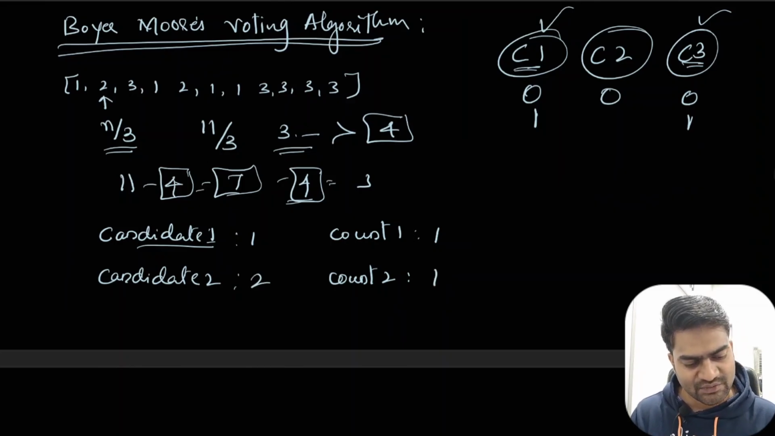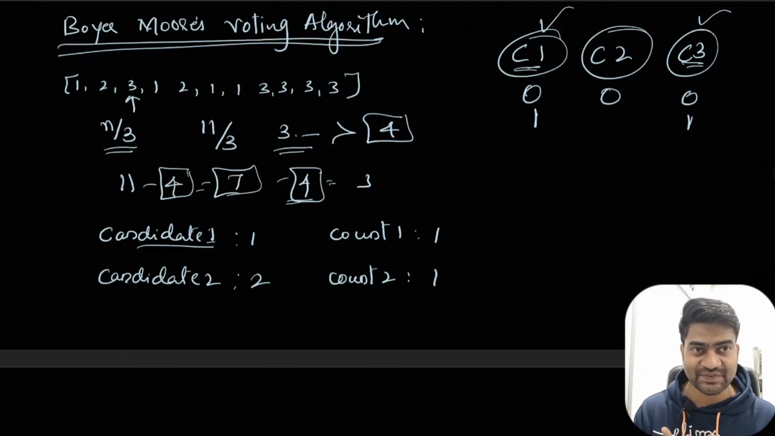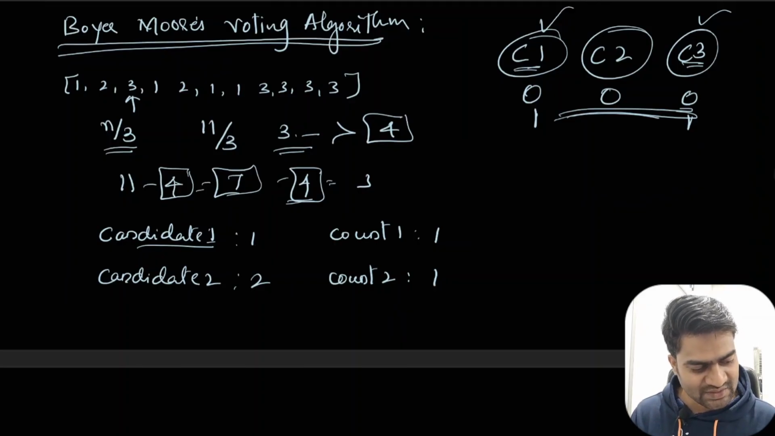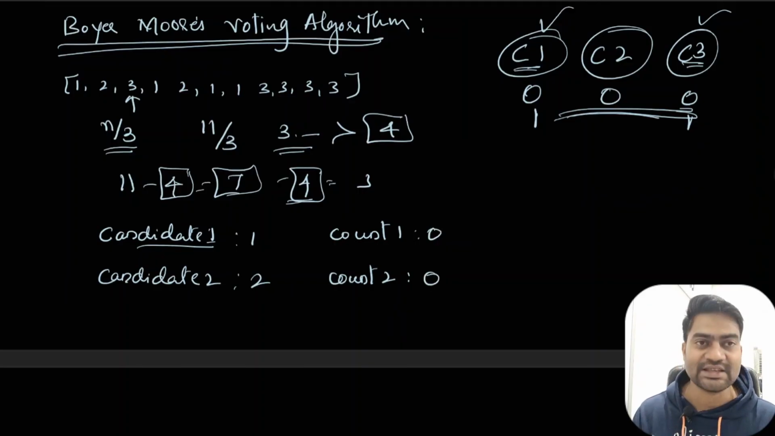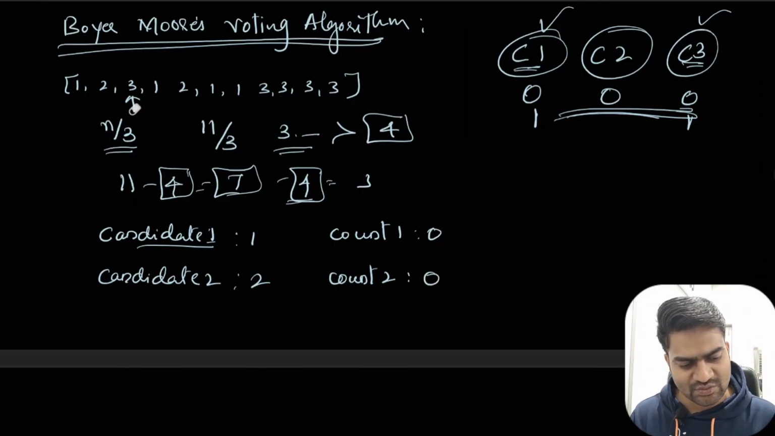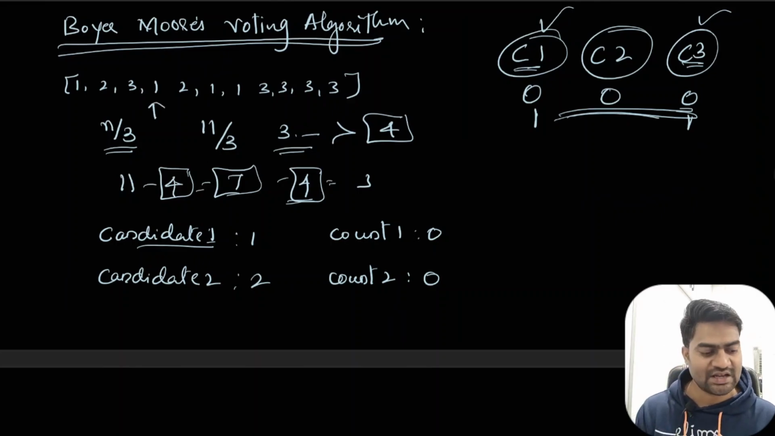Now if you go to next candidate, he is 3. If he is 3, you see this scenario is appearing. Now it means I need to reset the votes of candidate 1 and candidate 2, correct? Because this 3 is not candidate 1, this is not candidate 2. That's why I will reset their count to 0, 0. Next I will move to next number. Now we get 1. So candidate 1 is 1, and I will increase the count.